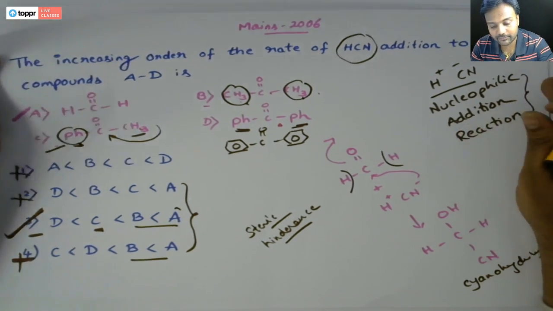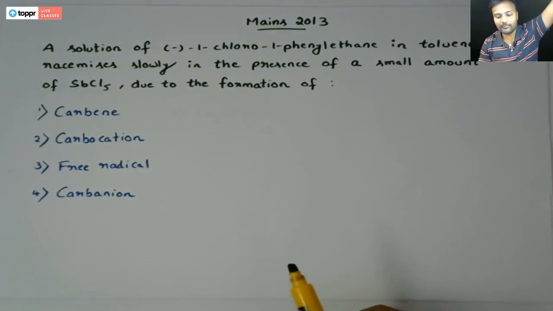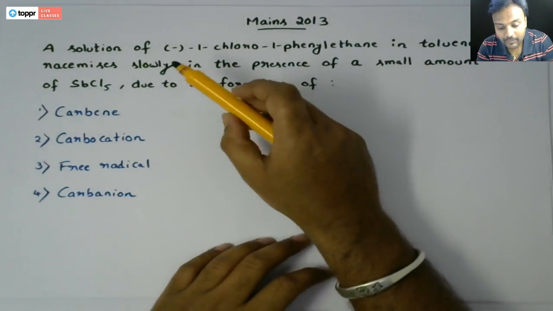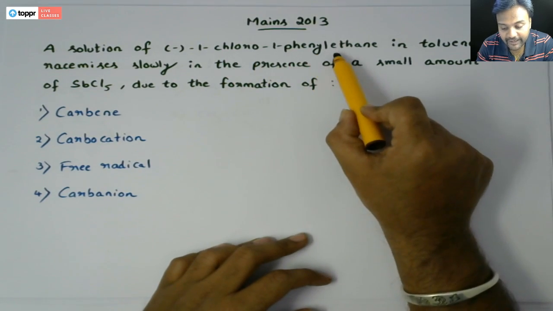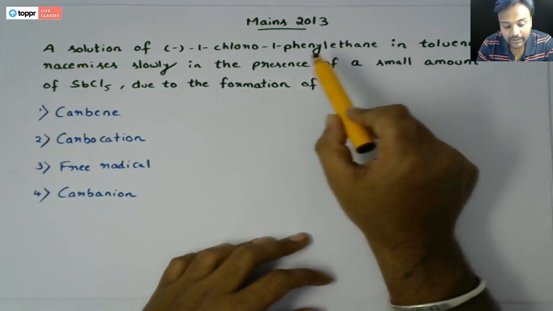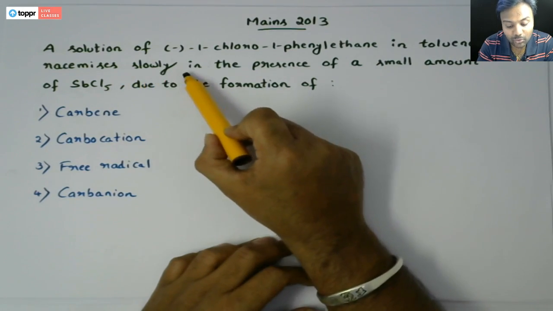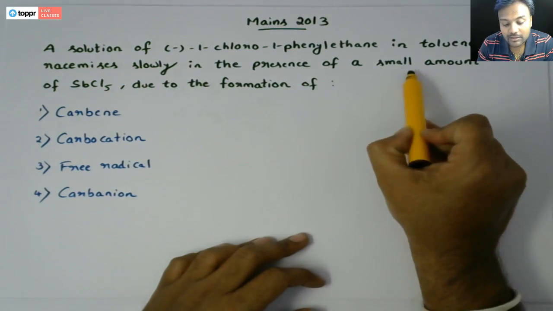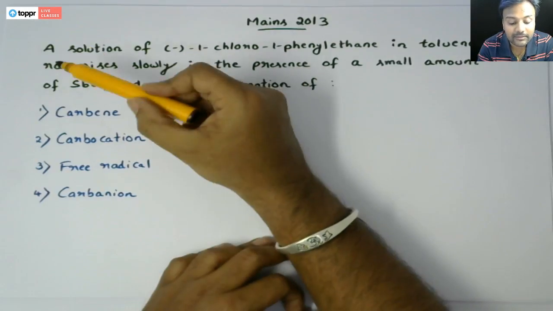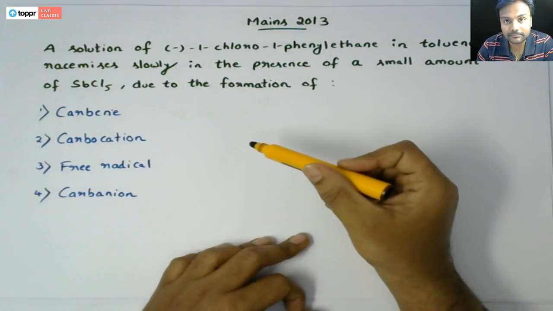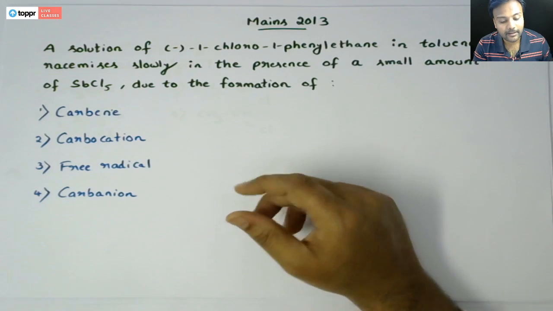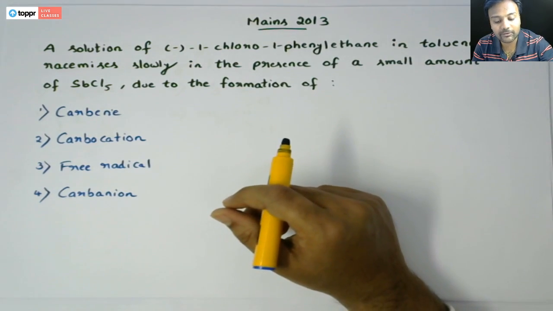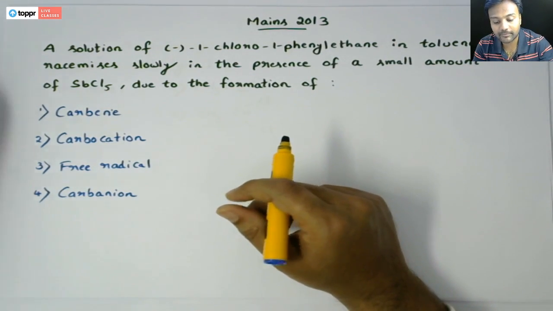Okay, moving on to the next question. A solution of 1-chloro-1-phenyl ethane in toluene racemizes slowly in the presence of a small amount of antimony tetrachloride, due to formation of. Okay, so before we solve this, let's write down the structures of the compounds given here.